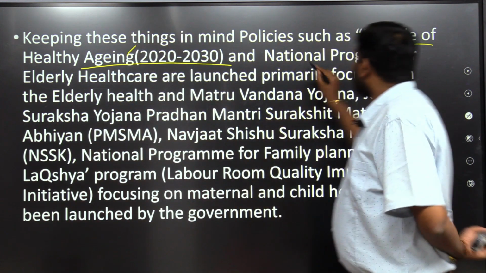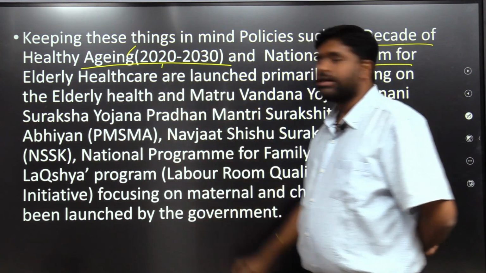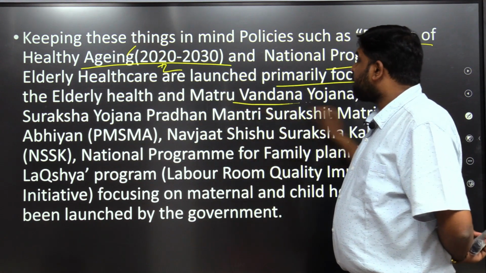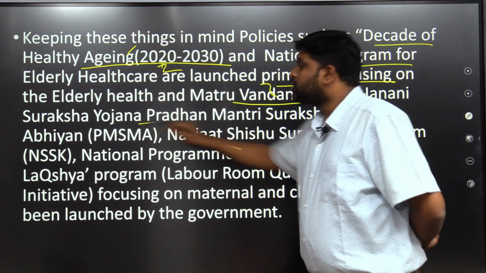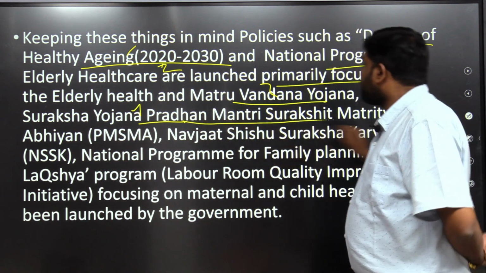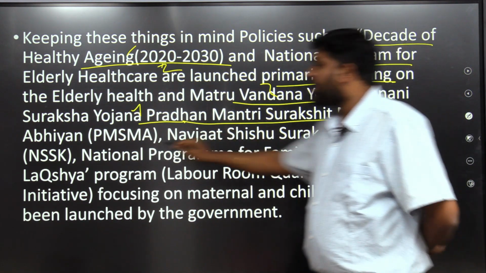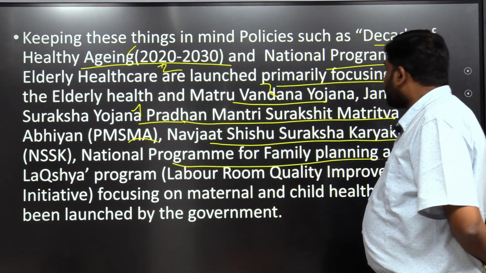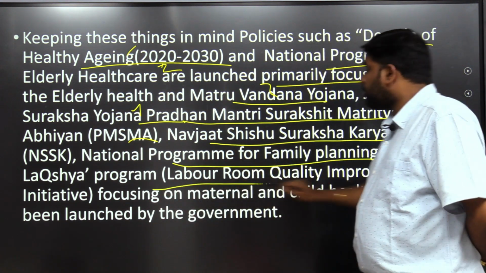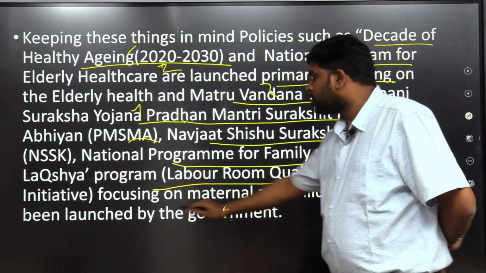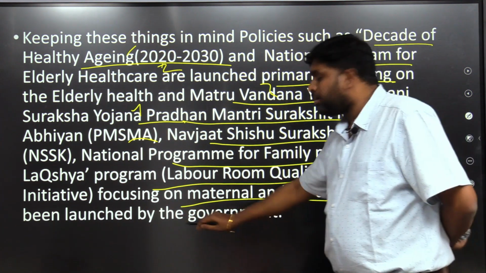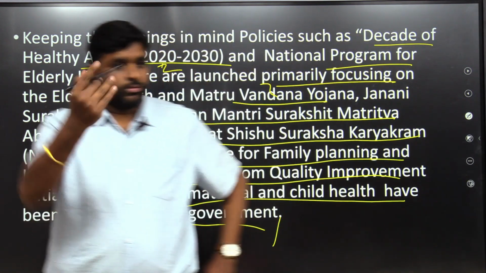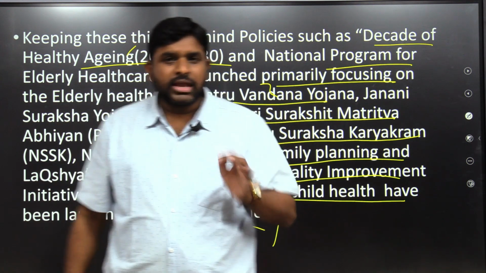First point. And the National Program for Elderly Health Care, number 2, launched primarily focusing on elderly health. And Matru Vandana Yojana, Janani Suraksha Yojana for mothers, Pradhan Mantri Surakshit Matritva Abhiyan, Navjat Shishu Suraksha Karyakram, National Program for Family Planning, and the LaQshya Program, Labour Room Quality Improvement Initiatives focusing on maternal and child health have been launched by the government. So the government schemes also, again, lessons learned while you are making notes.